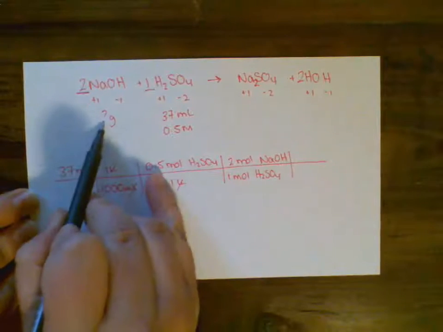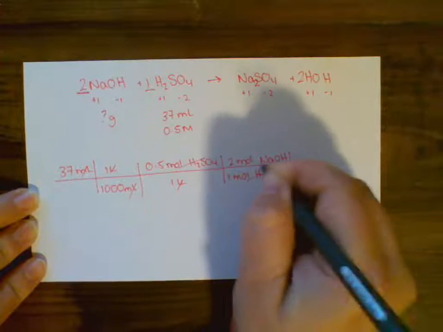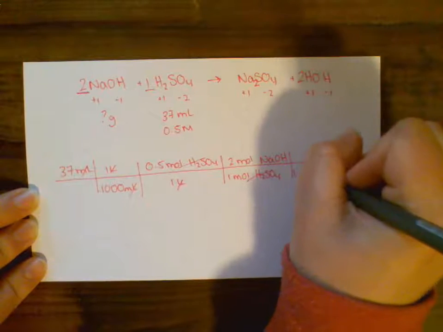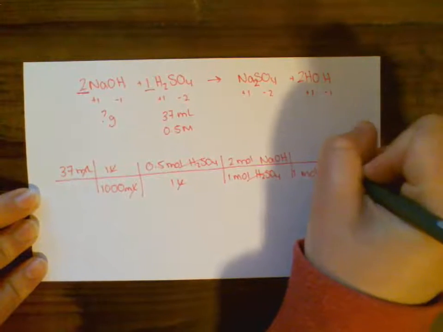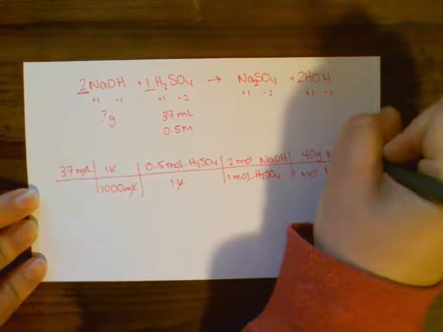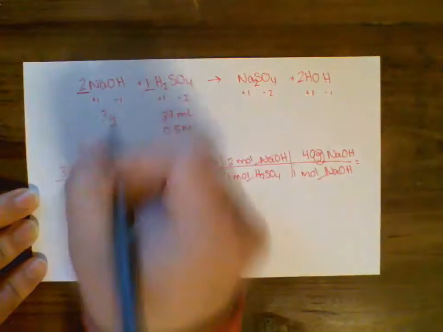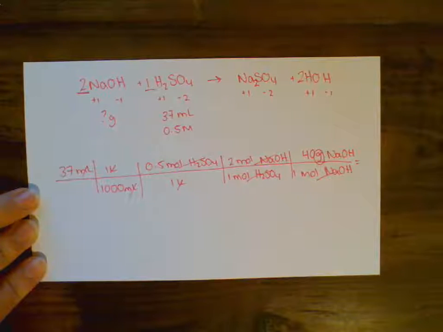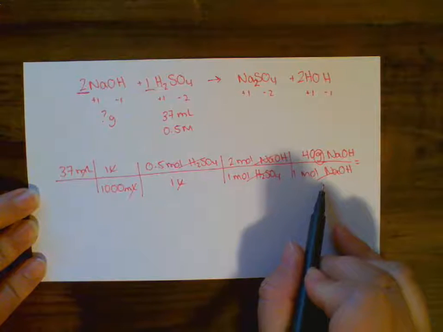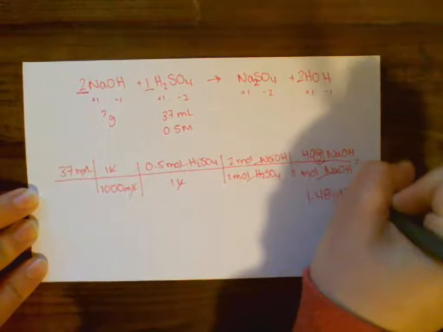My last step then, I'm looking for grams of NaOH. Currently here I'm in moles. So I need to go from moles to grams. I'm going to use my molar mass. So I know that 1 mole of NaOH weighs 40 grams. Okay, so I cancel out moles here. I'm left with grams, which is what the problem is asking me. Okay, so now I multiply everything on the top, divide by anything that's on the bottom. I should get an answer of 1.48 grams of NaOH.